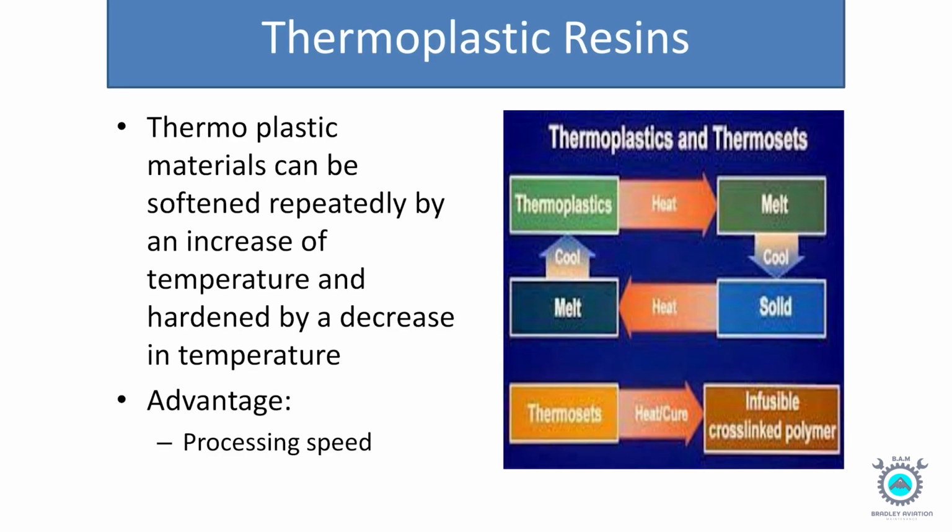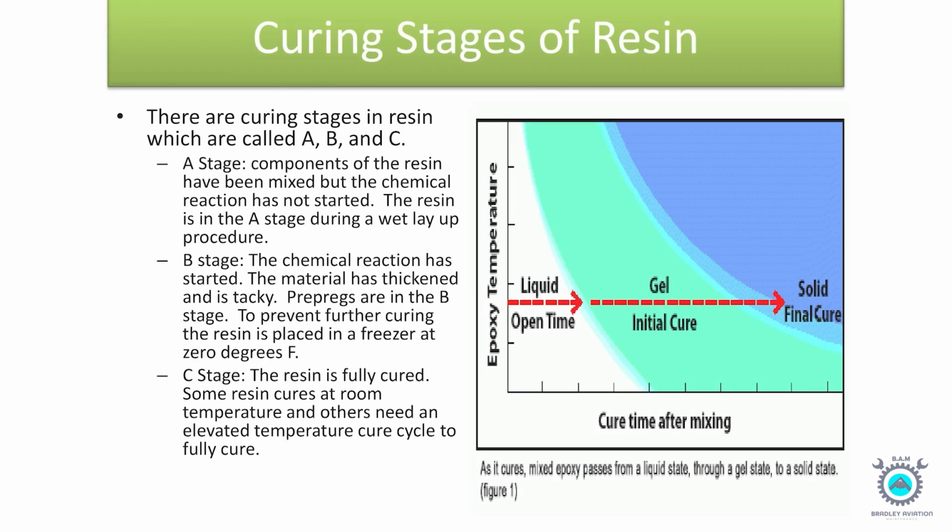Thermoplastic resin. Thermoplastic materials can be softened repeatedly by an increase of temperature and hardened by a decrease in temperature. Advantage: processing speed. Curing stages of resin. There are curing stages in resin which are called A, B, and C.